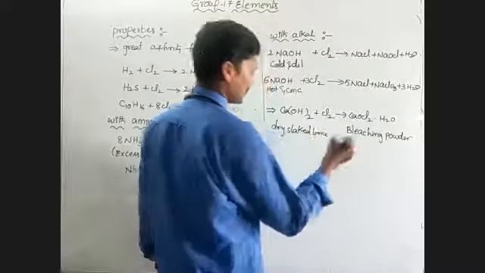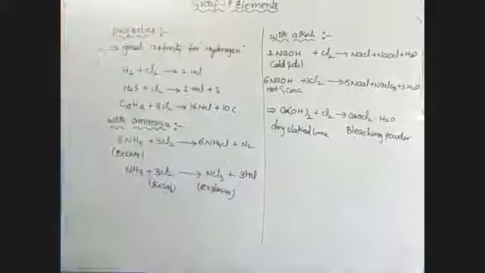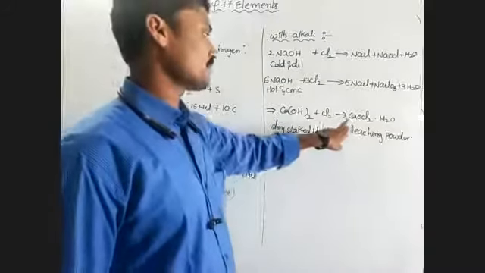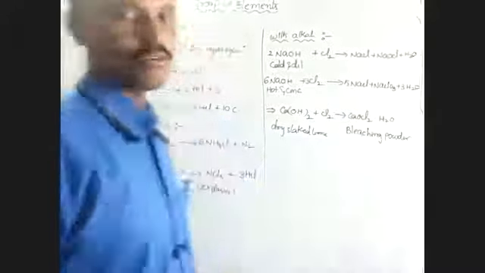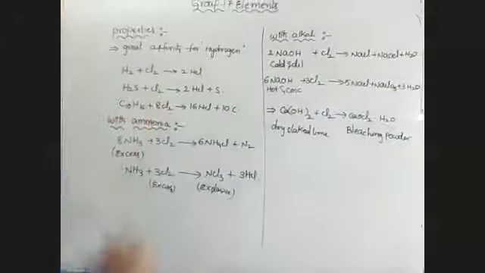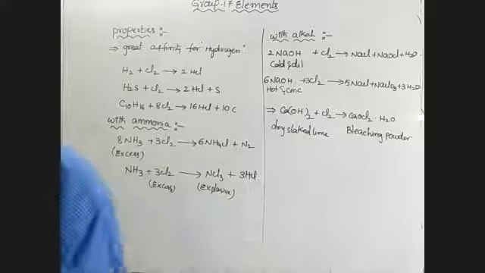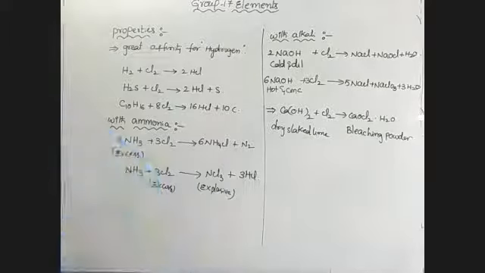Slaked lime. It forms bleaching powder. Okay, chlorine with slaked lime reactions, what forms here is bleaching powder. These all reactions are important. Chlorine is the most important in the halogen group, that means group 17 elements.